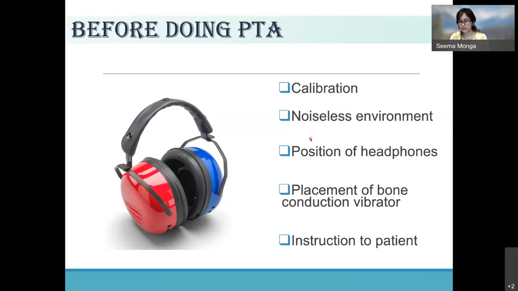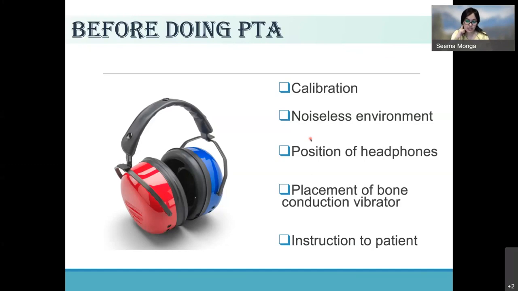Position of headphone is very important. It should not be loosely fitting like it is hanging. The ear is not covered properly. So position of headphone is very important. Where do you have to keep it? There are supraoral headphones. We have many kinds of headphones. We have supraoral, we have circumoral, we have insert headphone. Whatever headphones you are using, these are commonly used, but it should be properly fitted.